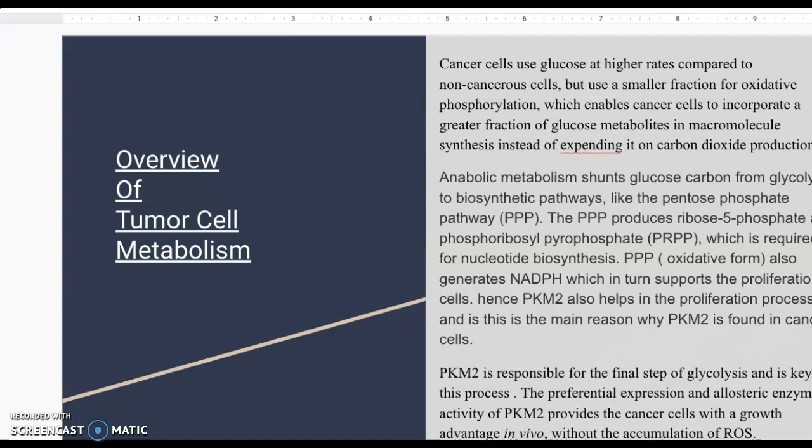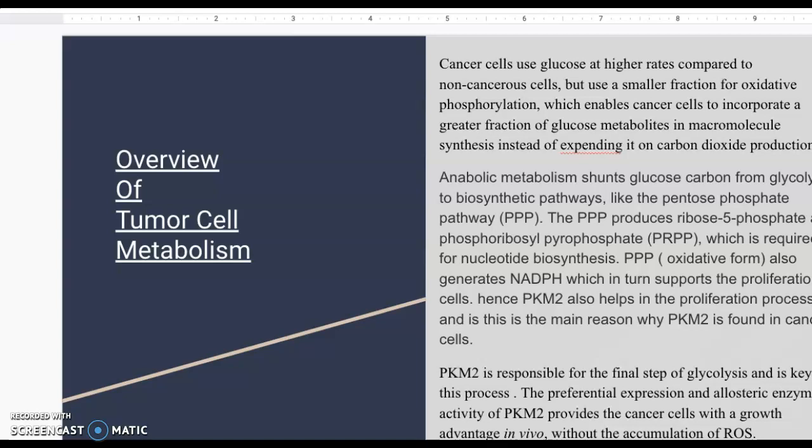This means that anabolic metabolism shunts glucose-carbon from glycolysis into biosynthetic pathways like the pentose phosphate pathway, PPP. The PPP produces ribose 5-phosphate and PRPP, which is required for nucleotide biosynthesis. PPP, in its oxidative form, also generates NADPH, which does support the proliferation of cells.